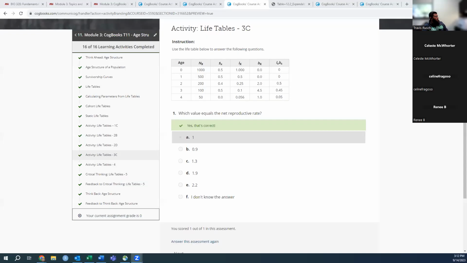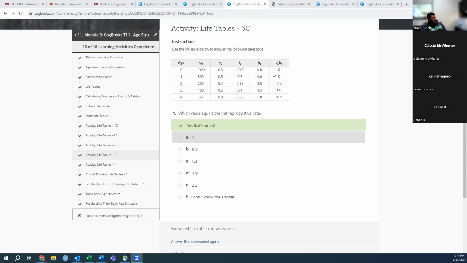Let me see if I can find an example to make this a little clearer. Let me share my screen again. One set of table you might get would involve these three columns: L of X, B of X, and LX BX. It might have a few filled in and a few missing, and ask you to solve for L of X, B of X. How would we solve for this column given these two values? That'll be multiplication. So we take L of X times B of X equals this column. So 1 times 0 is 0, 0.5 times 0 is 0, 0.25 times 2 is 0.5, and so on.